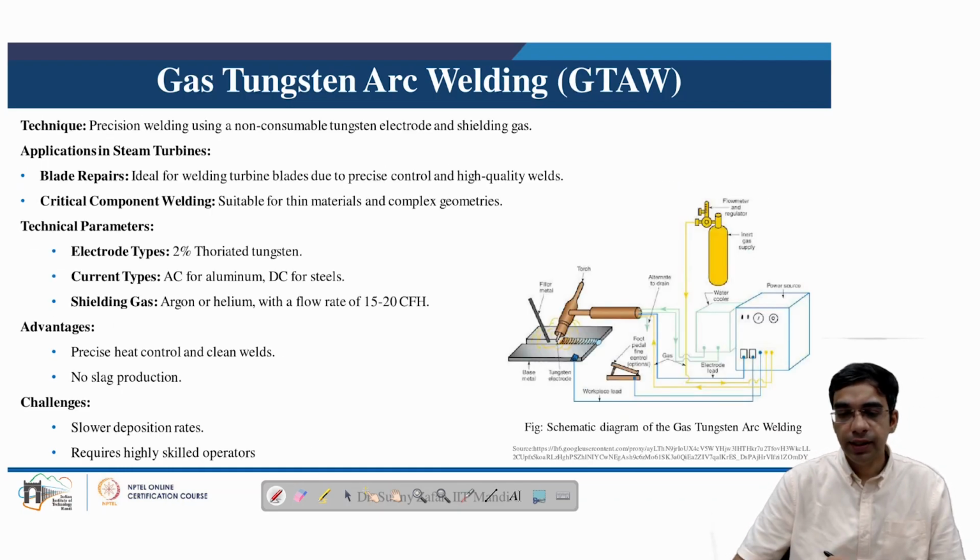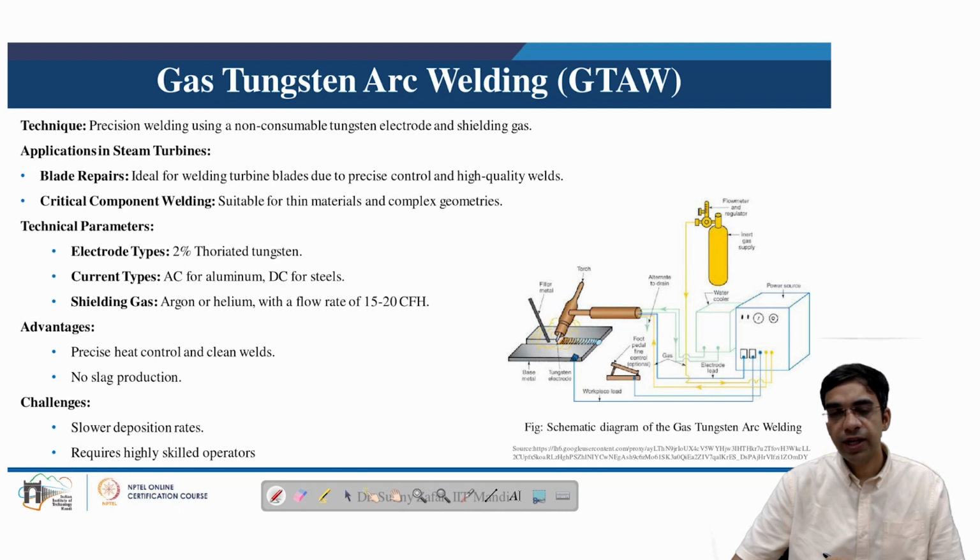So the next process which is used for repairing and manufacturing of steam turbines is the gas tungsten arc welding or GTAW process. GTAW is one of the non-consumable electrode welding processes which utilizes a non-consumable tungsten electrode along with a shielding gas. In this case we have a power supply which provides the required voltage and current to the electrodes, and we have a torch on which the tungsten electrode is fixed.